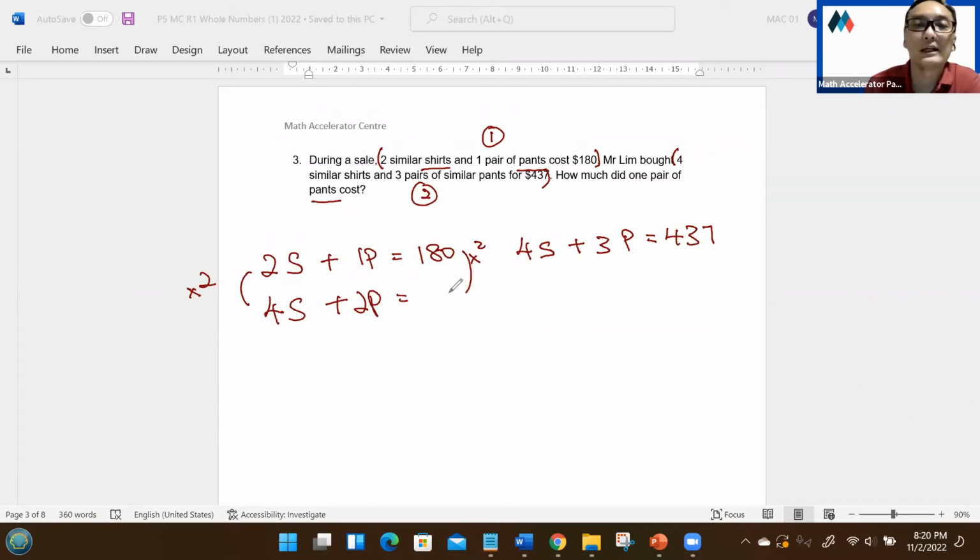Right, we should get 360. Right, 360. So let's compare. This equation, the total is 360. This equation, the total is 437. So this is a bigger equation. So we'll rewrite this equation. I use a different pen over here, right?